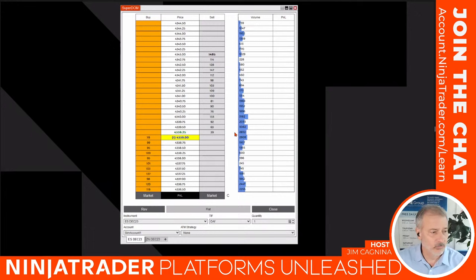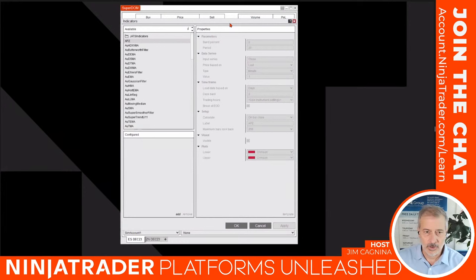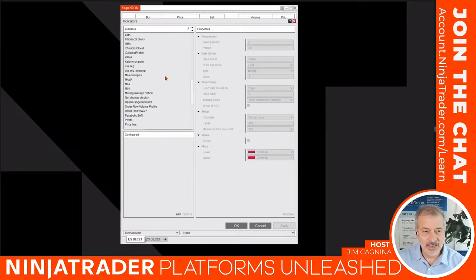We got more cool stuff we could do here. Let's add some indicators to this. In particular, I'm interested in where VWAP is, volume weighted average price. So I'm going to right click again, and I'm going to see indicators. I'm going to click on that, and it's going to open up a window. And on the left-hand side, I have all the available indicators that I could add to my trading ladder.